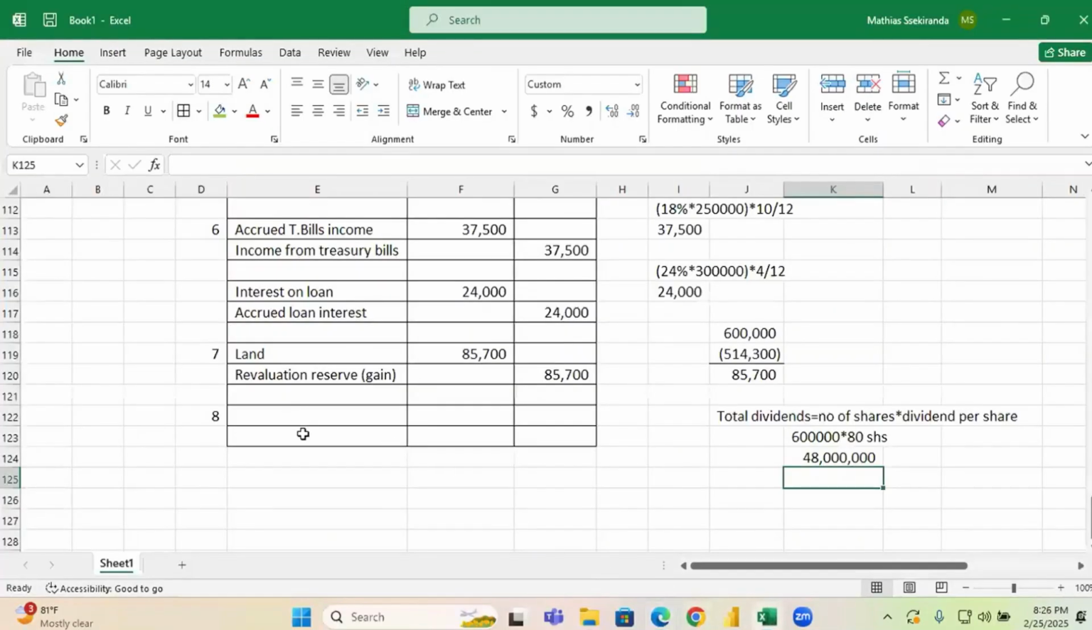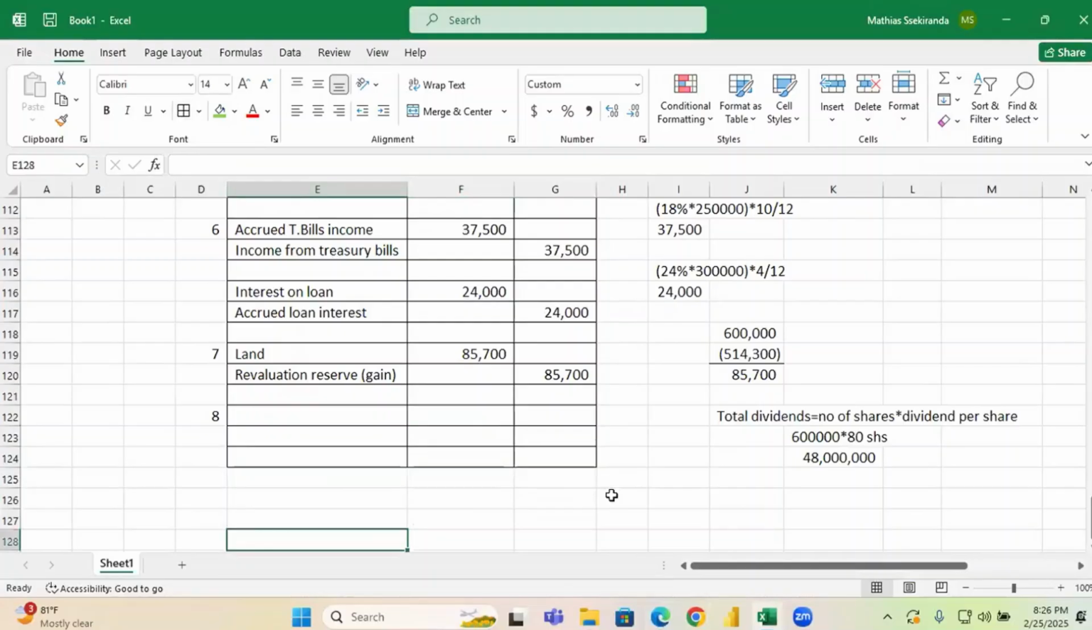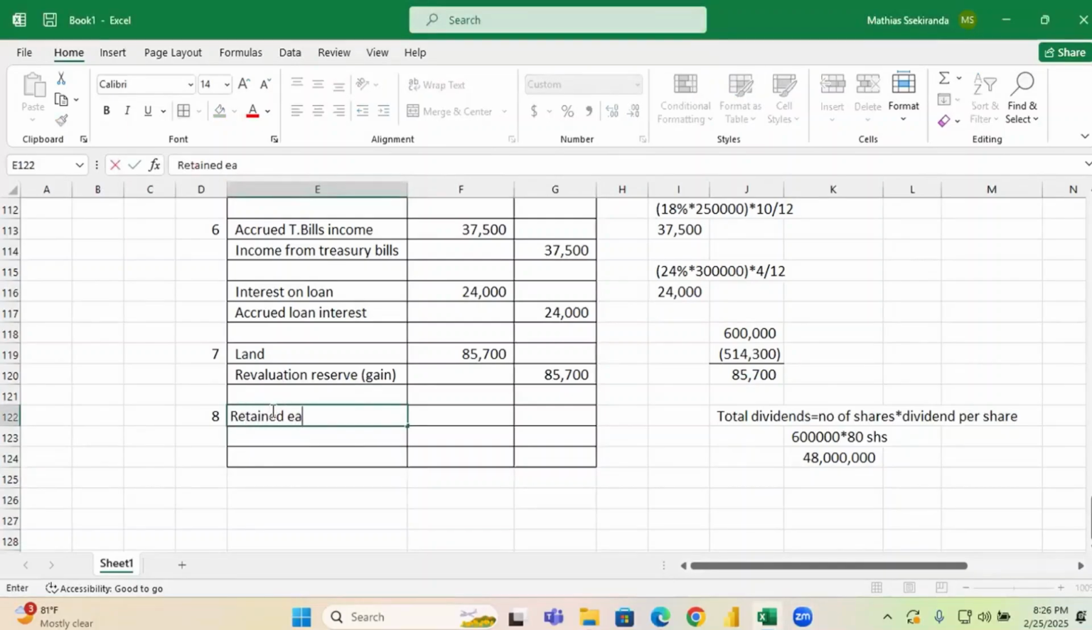Now, dividends are normally paid out of retained earnings. Retained earnings are normally credits because they are under capital. So when you are reducing them to pay dividends, we debit them. Debit retained earnings 48 million because it's the amount of money you have to pay out. Then credit the cash because you are paying out cash.